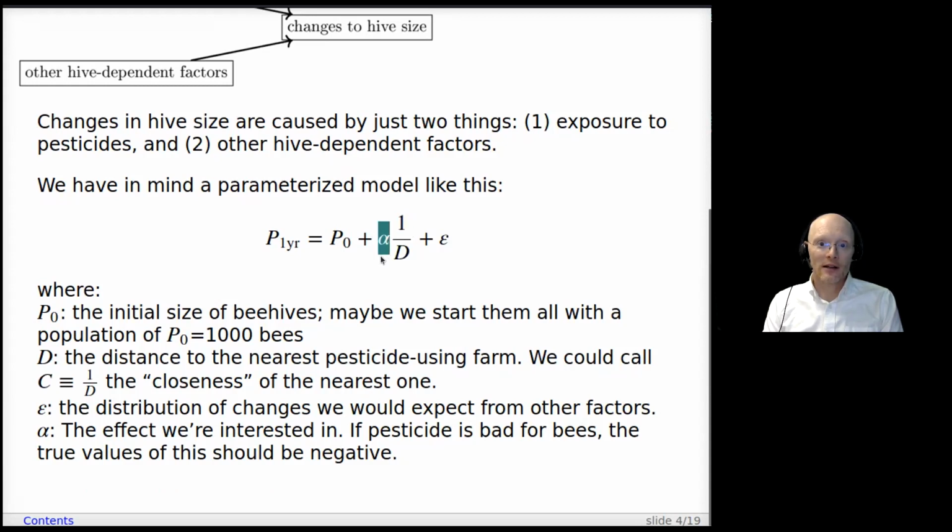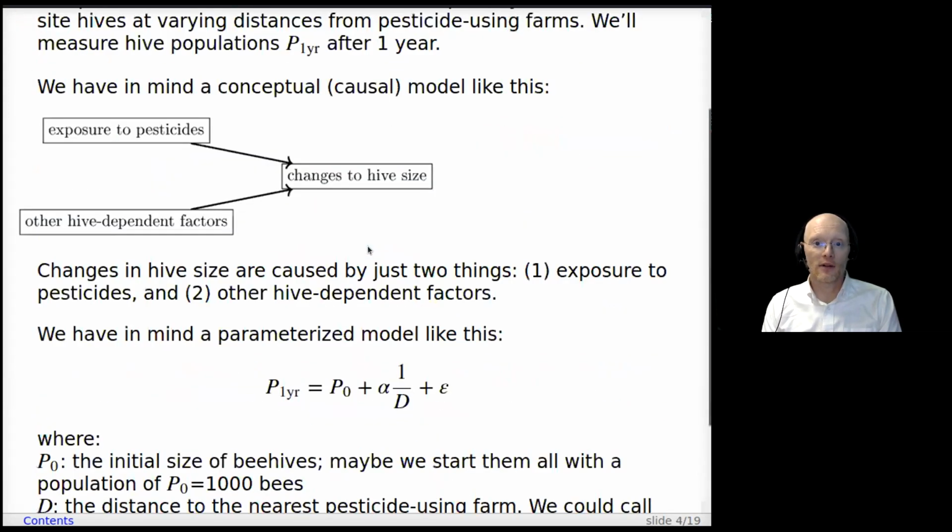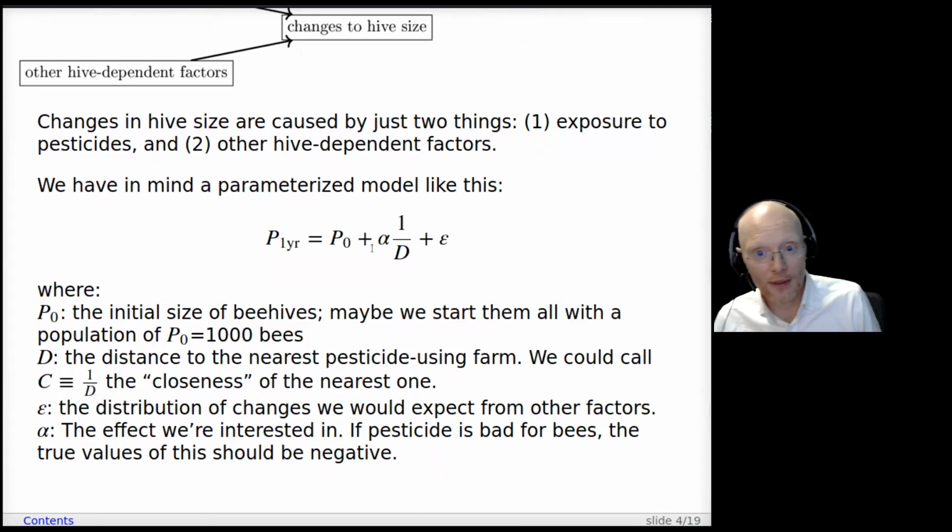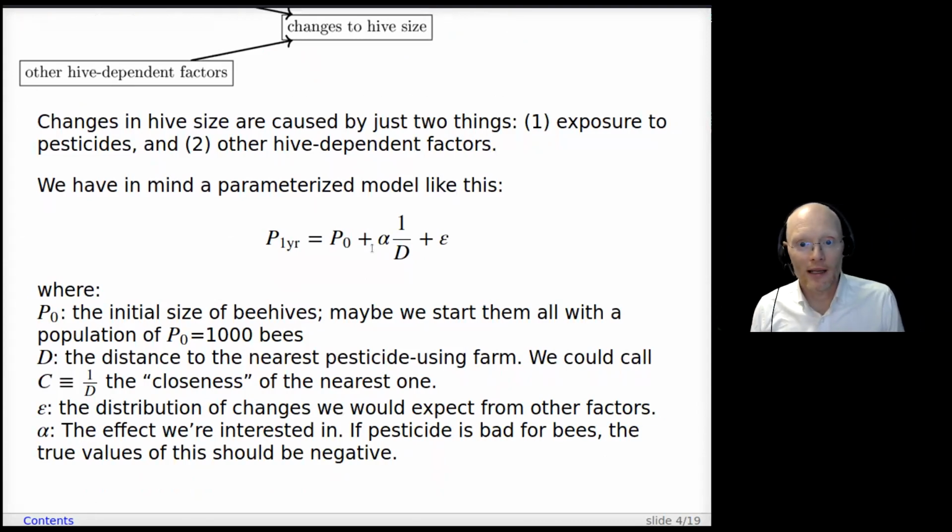And then a factor, which we can call alpha, which is the strength of the effect of closeness to pesticides, or the effect of pesticides on population. In other words, this is the thing that we actually want to know. The whole research project is really about finding out what is the value of alpha. How much effect does proximity to pesticides have on population changes? If pesticides are bad for bee populations, then alpha will be a negative number, and if pesticides are very bad, then this will be a larger negative number.